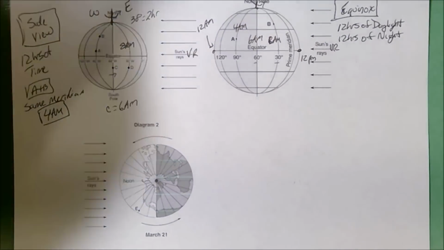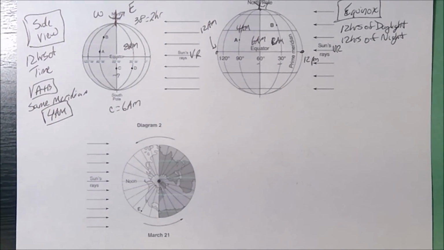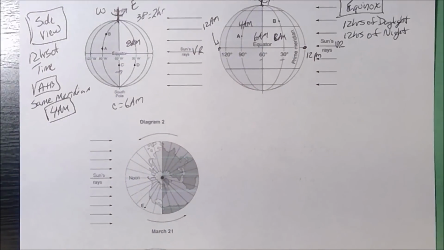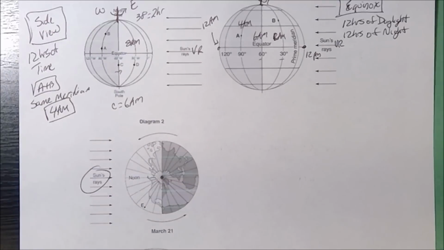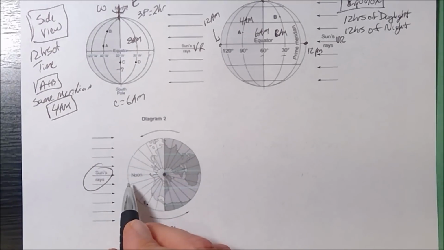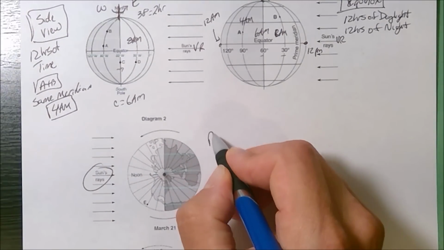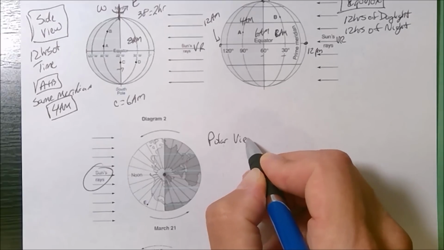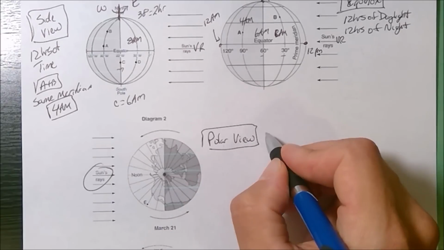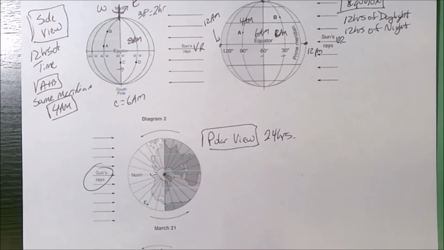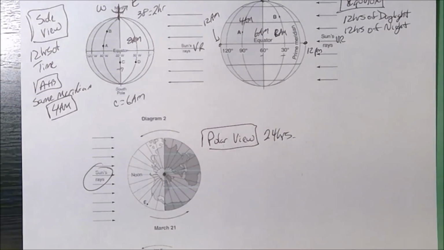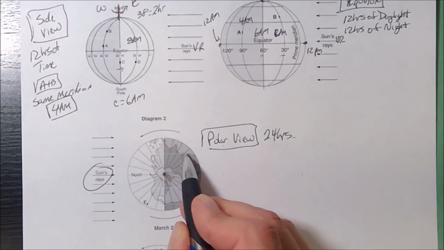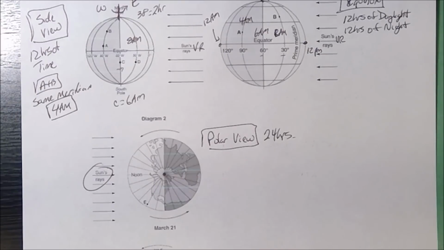All right, back to these models. This time, instead of having the light from the right, this time the sun's rays are coming here. They're giving you noon. This is a polar view. That means we're seeing 24 hours. We're seeing an entire 360 degrees of longitude. If you counted these, you'd see that there are 24 divisions. So each one's an hour.